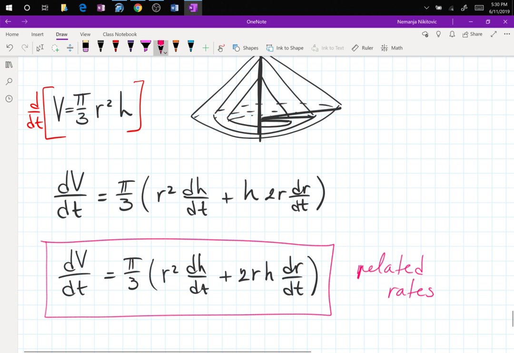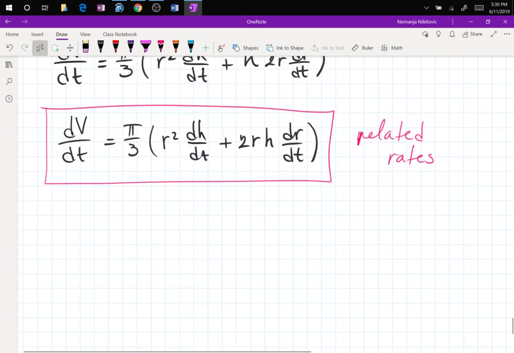Now, this problem is more interesting than the previous problems because you have an additional thing to worry about. Because now you have three rates. And usually you don't have all of the rates given. So you have to figure out, using more geometry, how to change either dh/dt into dr/dt or the other way around. And that is done through similar triangles.